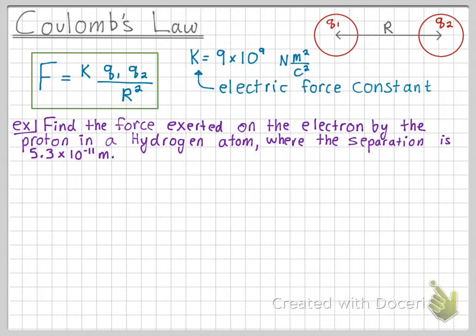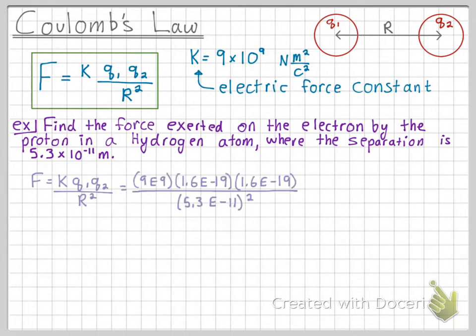Let's do an example. We want to find the force exerted on the electron by the proton in a hydrogen atom, where the separation distance is 5.3 times 10 to the negative 11th meters. So we know that we're probably going to have to use our Coulomb's law equation, and we can fill in the electrical force constant, and we also know that the charges of an electron and a proton are the same, which is 1.6 times 10 to the negative 19th coulombs.